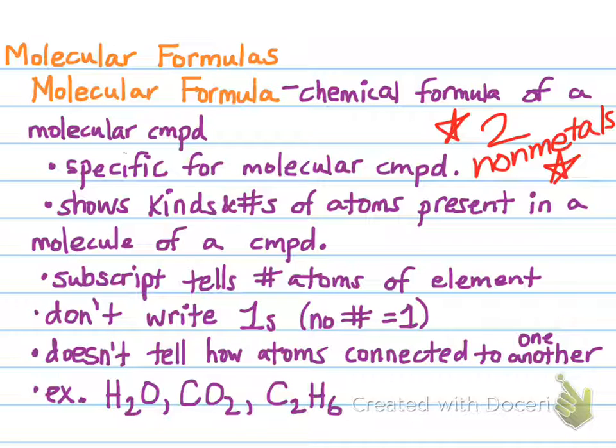Therefore, these formulas are molecular formulas. Remember, it would not be wrong to refer to these also as chemical formulas because chemical formula is generic. But by calling them a molecular formula, again, we're communicating a little bit more information about the compound. We're saying this is a compound that is a molecular compound. It's going to have covalent bonds in it, and it's going to be made of nonmetals. So again, molecular formula is more specific than chemical formula.